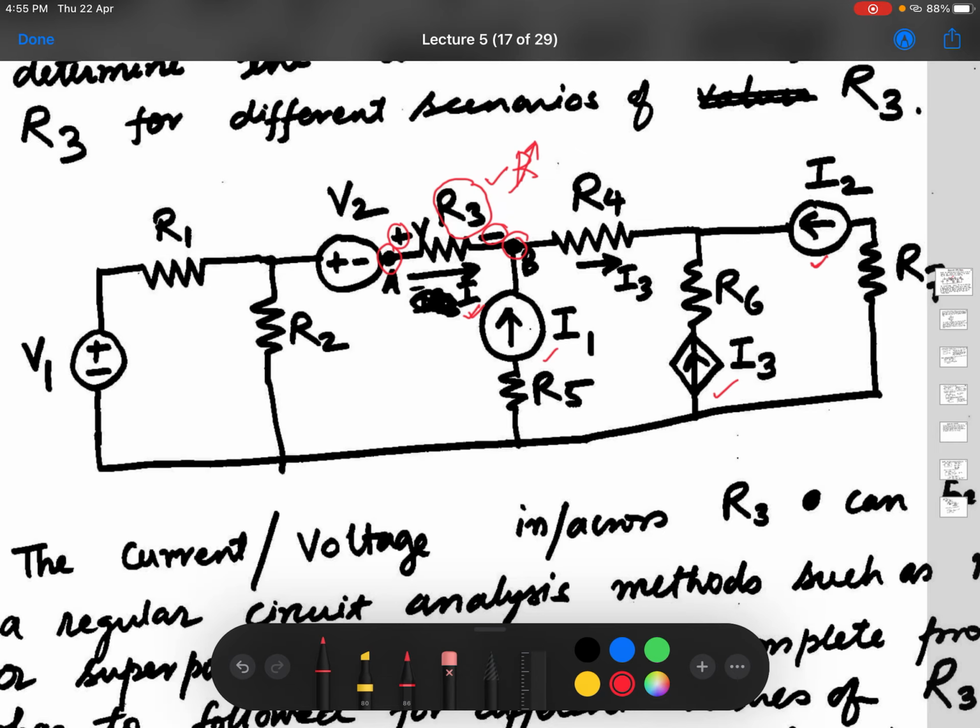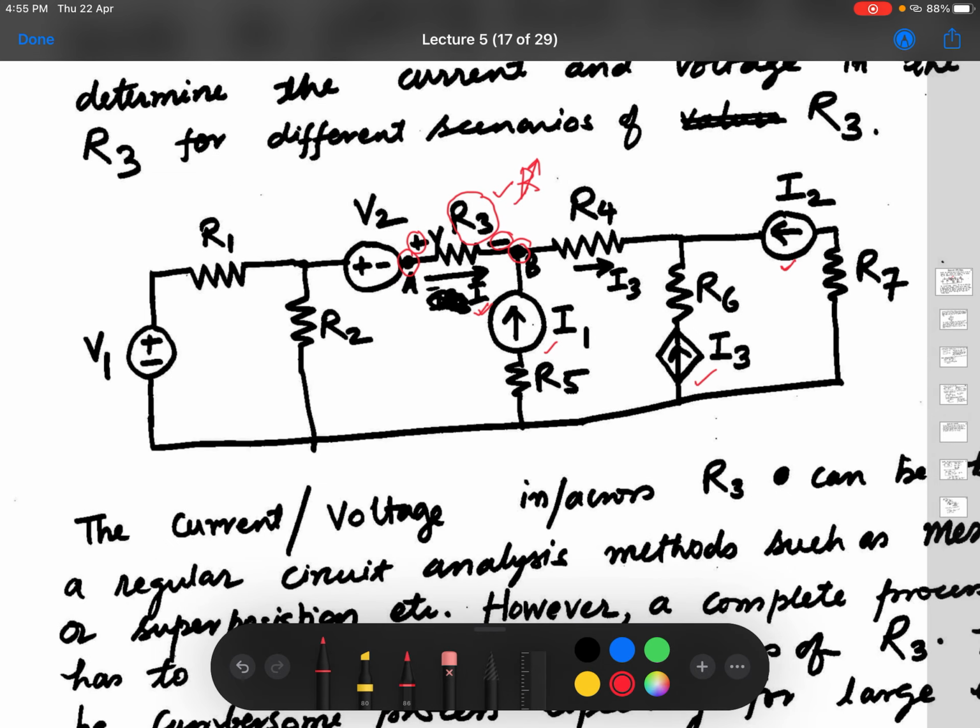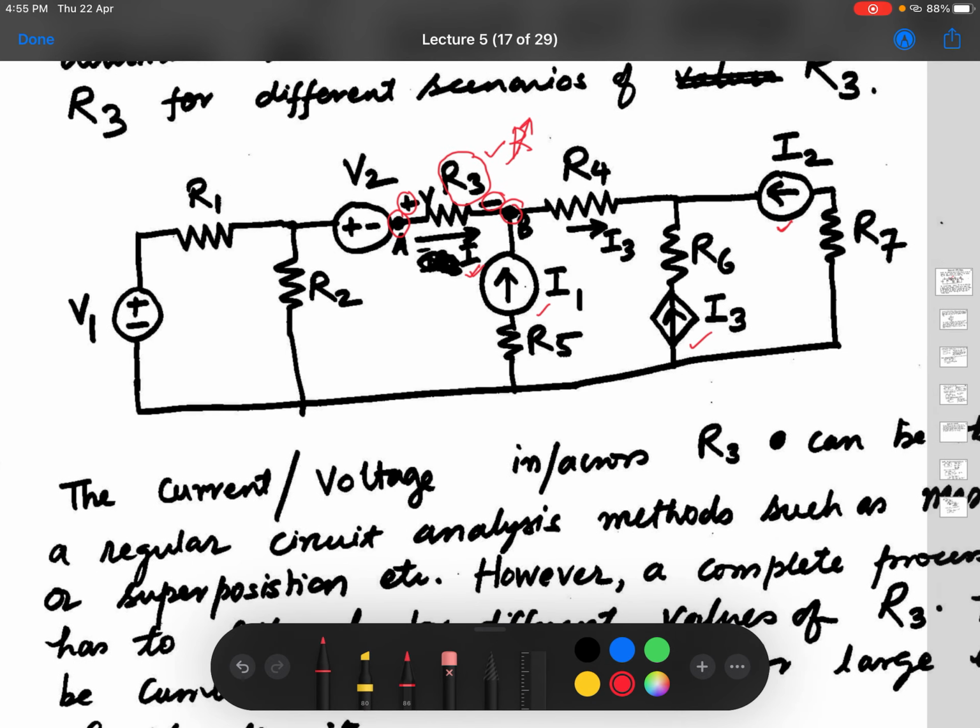If R3 was fixed, that is, this was to be applied only once, that means we want to find the current or the voltage once, then we could use any of the methods which we have done, that is loop analysis or mesh analysis, or you can go with node analysis, or you can apply superposition, whatever way you find easier. You can always do any of these methods and find the current or voltage across R3.